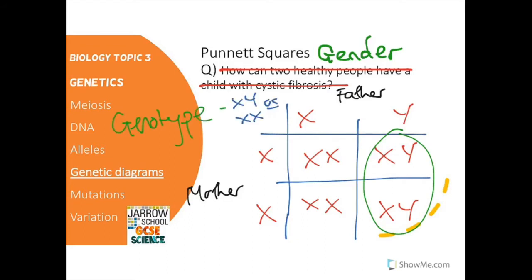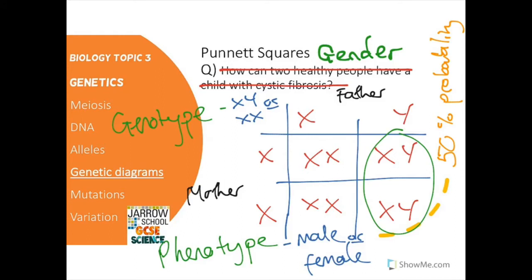So the genotype is what genes you inherit, and that will give rise to the phenotype, the physical features. So if the child had the genotype XX, they would have the phenotype of being a female.